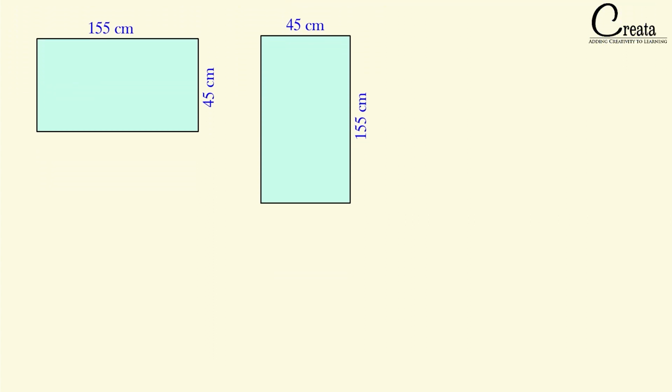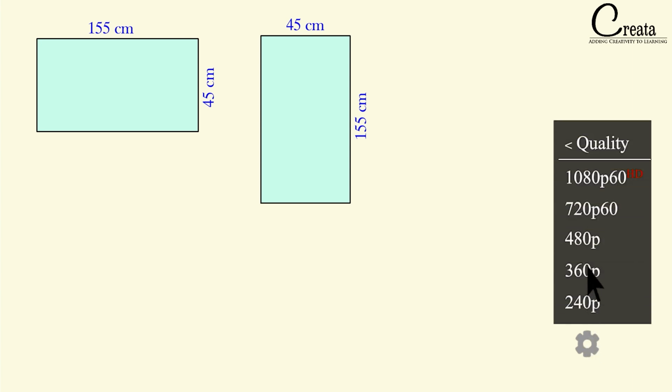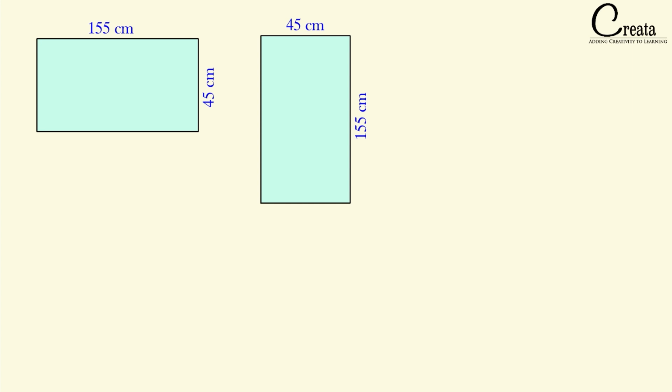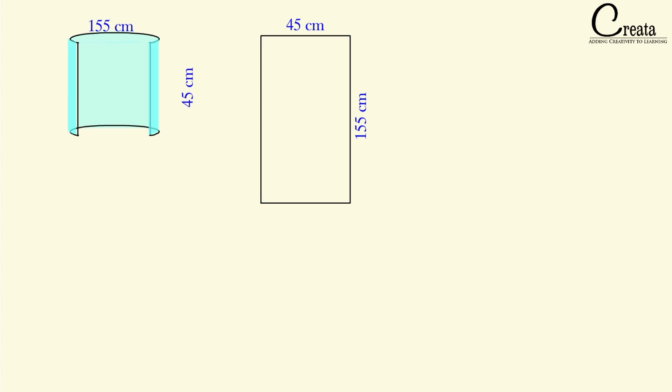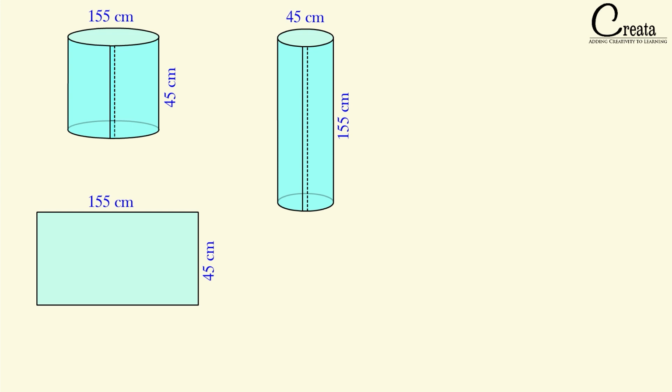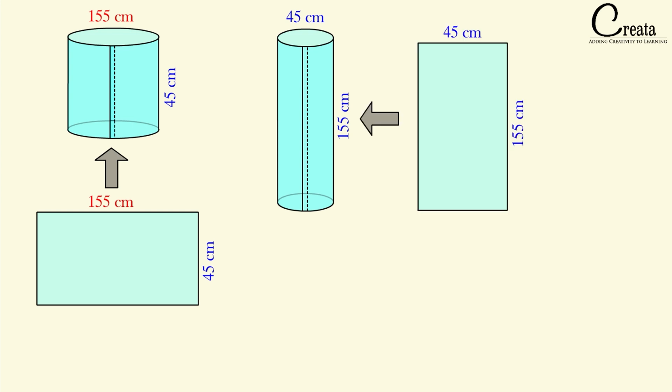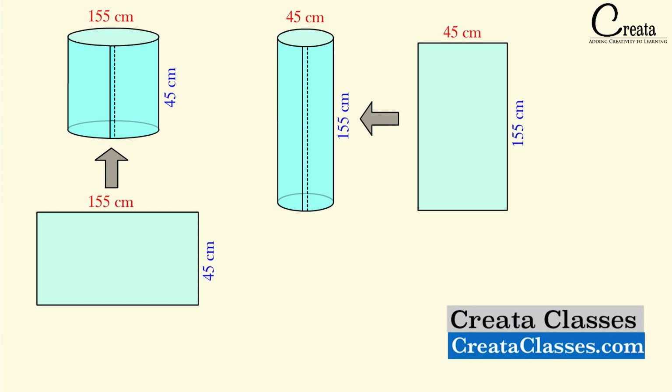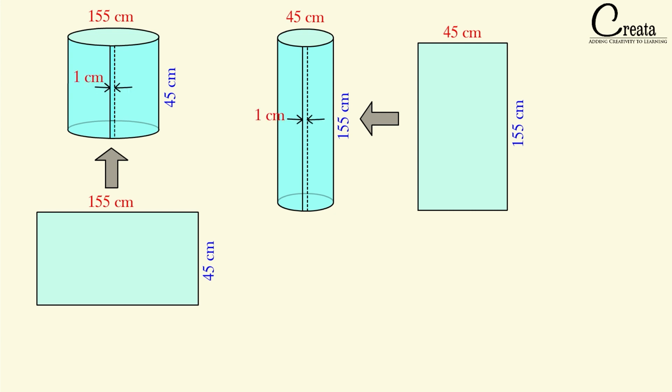In this question, two rectangular sheets are given of the dimension 45 centimeter into 155 centimeter. These two sheets are basically the same sheets. They are folded to form a hollow cylinder. The first sheet is folded along the length, that is, along the length of 155 centimeter, and the second sheet is folded along the width, that is given as 45 centimeter, and they are folded and pasted, and in pasting the sheets 1 centimeter has been used.